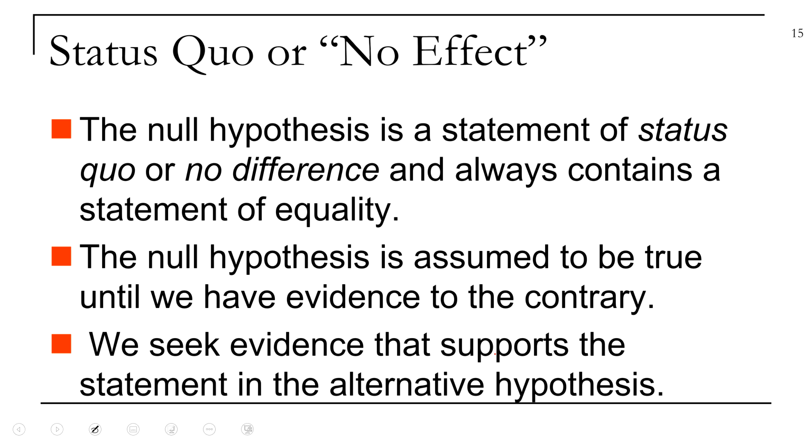The null hypothesis, a statement of status quo where there is no difference, always contains a statement of equality, an equal sign. The null hypothesis is assumed to be true unless we see a preponderance of evidence against it. We seek evidence that supports the statement in the alternative hypothesis. So setting these things up is pretty straightforward.